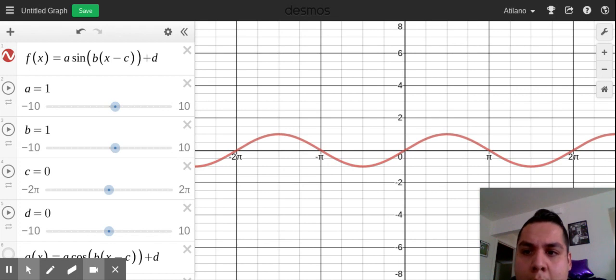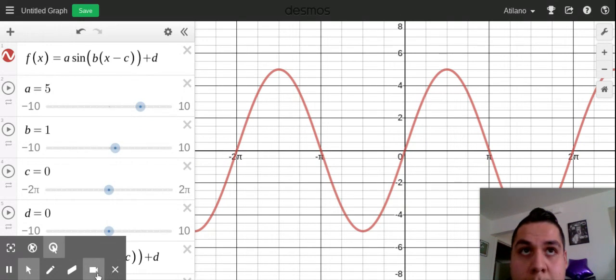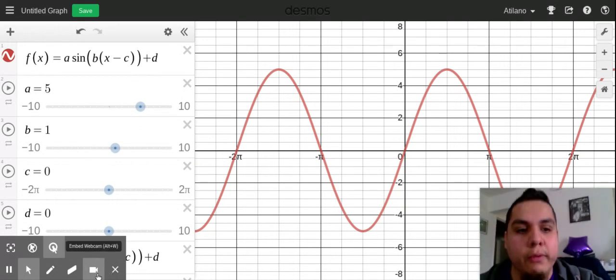I'm going to show you something that some of you may have figured out. We're all aware what A, B, and D do, and we should have an idea of what C does to a graph based off of our knowledge from Unit 1. So this is our typical sine graph. This is 1 sine of 1x minus 0, plus 0, so typical. You should know that the A value stretches your graph up and down. So vertically, that's a stretch right there.